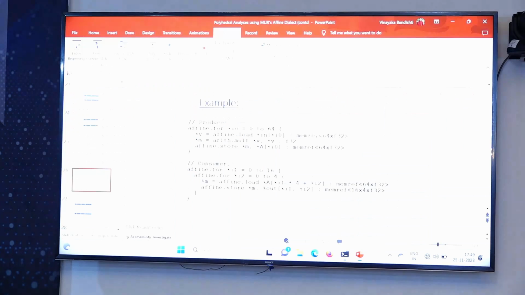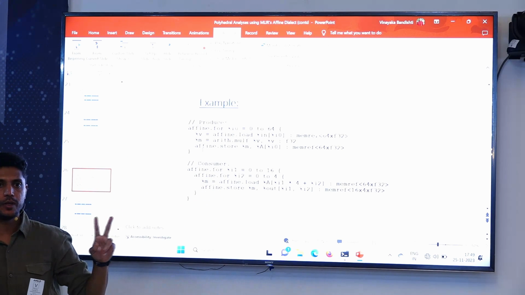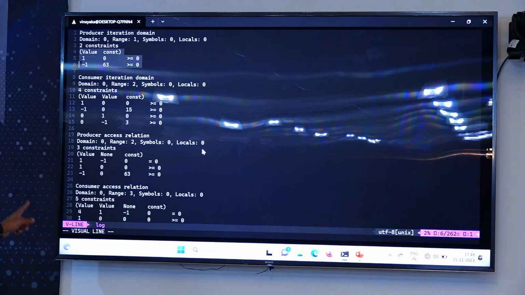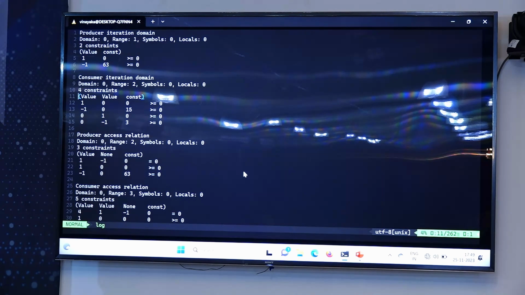Okay. Let me see if I can switch quickly. Okay, producer, how should its iteration domain look? It's a single dimensional nest, so there should be two rows, one greater than 0, one less than 63. This is correct? Okay. Consumer iteration domain, 16 and 4, there should be 4 constraints. This is fine.